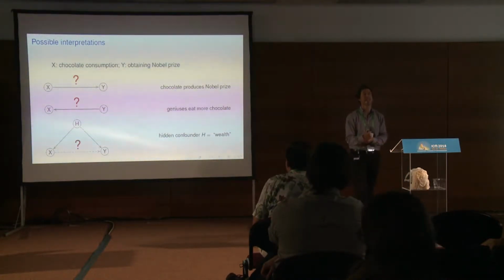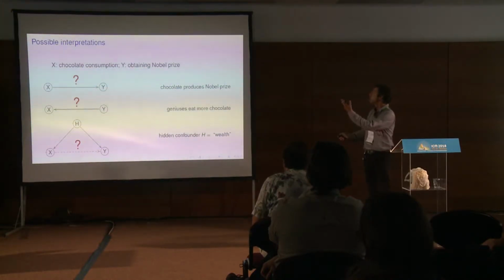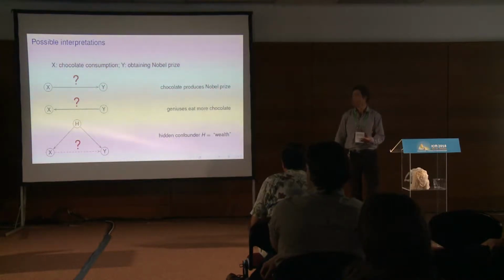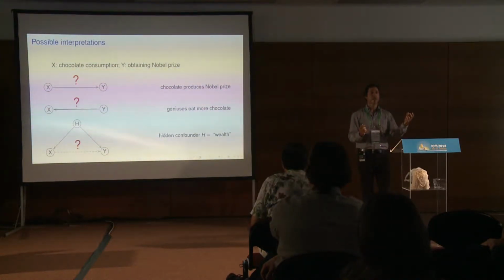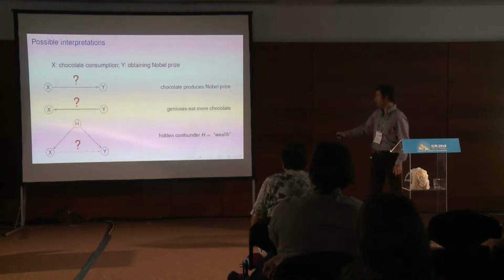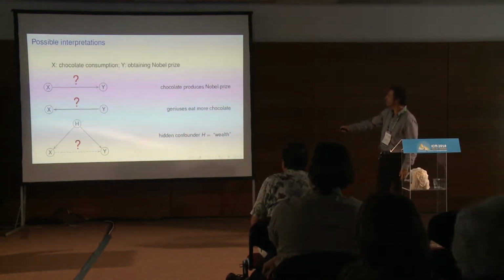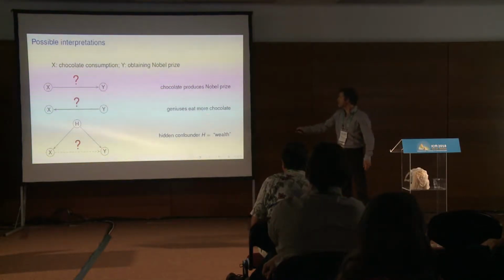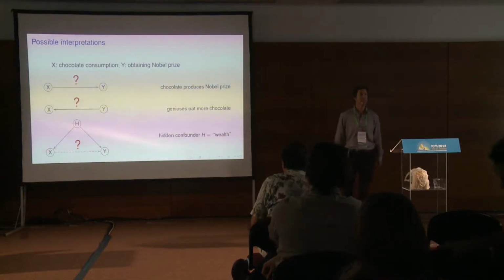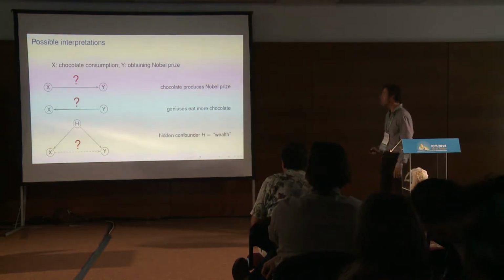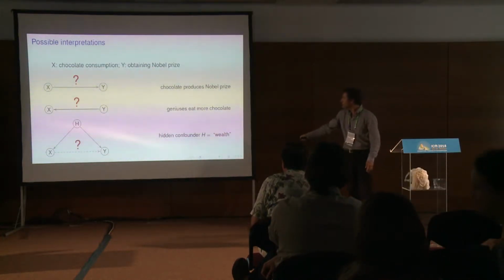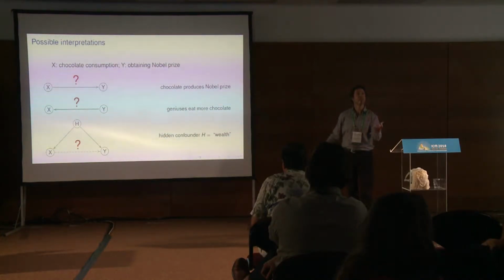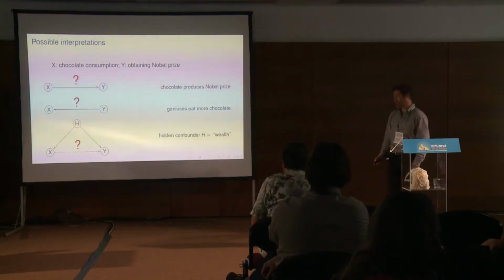You can mathematize this problem a bit. X is a variable, chocolate consumption. Y is another variable, the chance to get a Nobel Prize. And the mathematization of causality is a directed graph. So chocolate produces Nobel Prize: X would point to Y. The other interpretation would be geniuses eat more chocolate, so Y would point to X. And the third one, which is probably the obvious one, is that there is a hidden confounding variable, something which you do not observe in the data set, and that creates the spurious correlation.